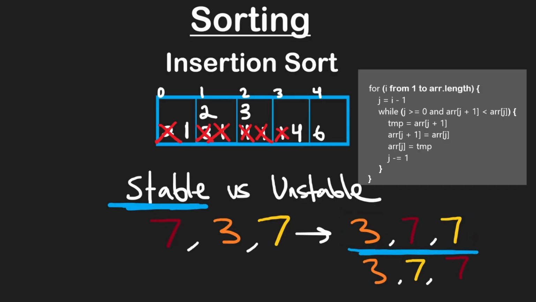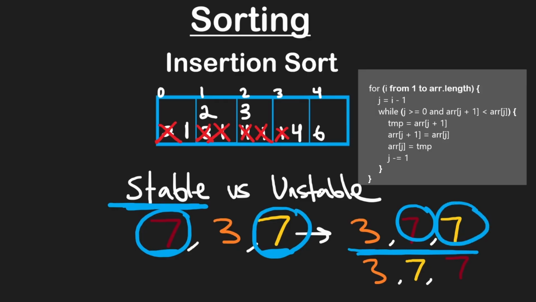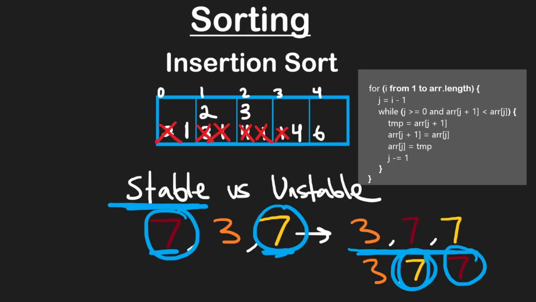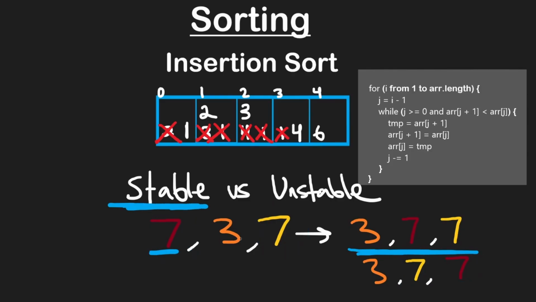The thing to notice here is that 7 appears twice in the array. So this first 7 could have gone here, and then the second 7 would have gone here. Or they could have been in reverse, right? This 7 could have gone first, and then this 7 would have gone second. Both of those are valid sorting orders, but a stable sorting algorithm will preserve the original order when there's a tie.